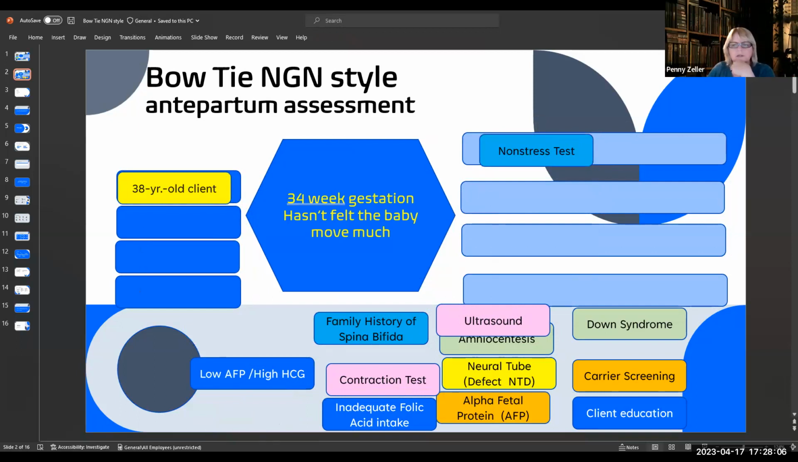So let me find non-stress test. Where did I put it? It's up on the right-hand side. I know, but I was looking for pictures of it. I can't remember what slides that I put it under, but anyway.